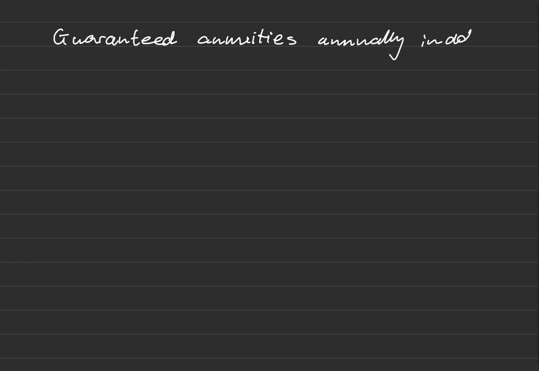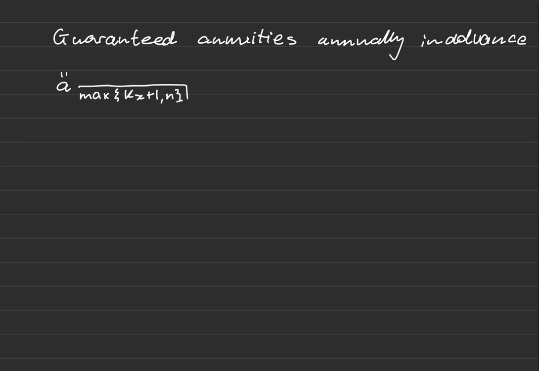Okay, so let's start with guaranteed annuities payable annually in advance. So guaranteed annuities in advance. Okay, so the present value random variable for this will be ä with these dots on top because it's in advance, ä of max of K_x plus 1 and n.